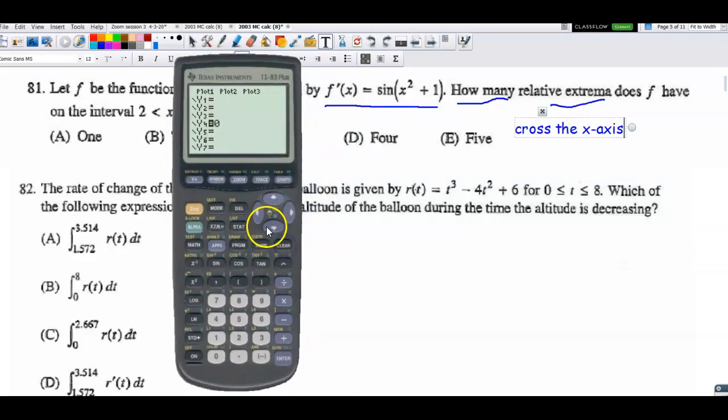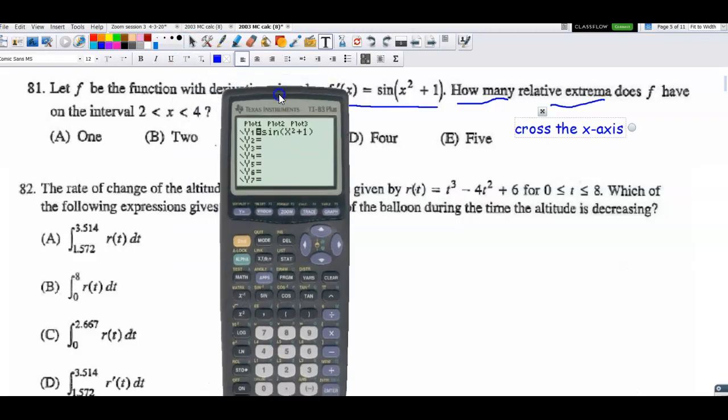clear, get rid of that. Okay, so I have sine of, remember that your calculator should always be in radian mode when you are working with AP calculus. It's hard for me to type and talk at the same time, but I don't know why I put that in parentheses. Delete. So that's the sine of x squared plus 1, and what we're trying to do is count the number of crosses from 2 to 4.